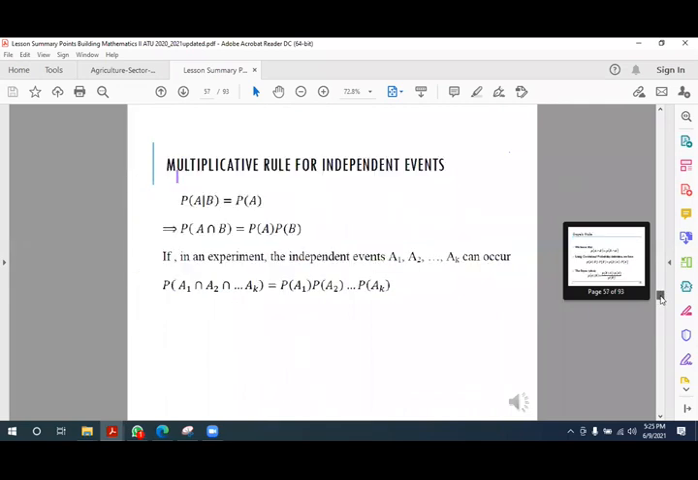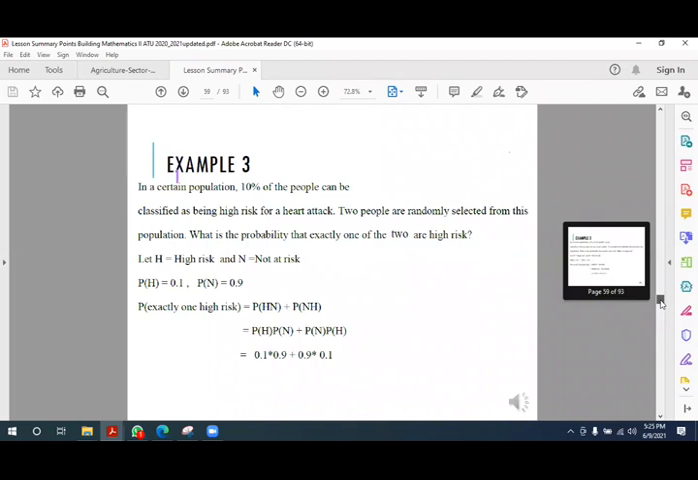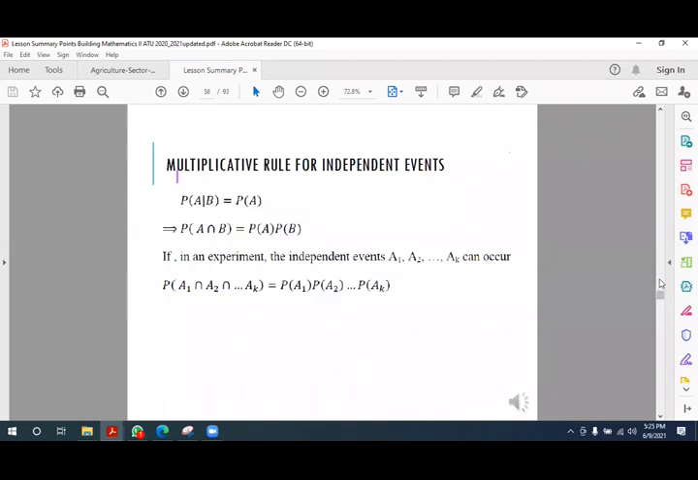So we've talked about the Bayes rule. We've talked about the multiplication rule. We have an example here. Or let me just touch on the multiplication rule. I made mention of that earlier, but let me touch on this.